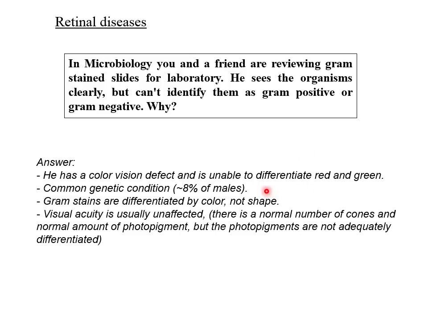It's a common genetic condition, affecting about 8% of males. The gram stains are differentiated by color, not by shape. Visual acuity is usually unaffected. There's actually a normal number of cones and normal amount of photopigment, but the photopigments are not adequately differentiated, so the colors are not differentiated.